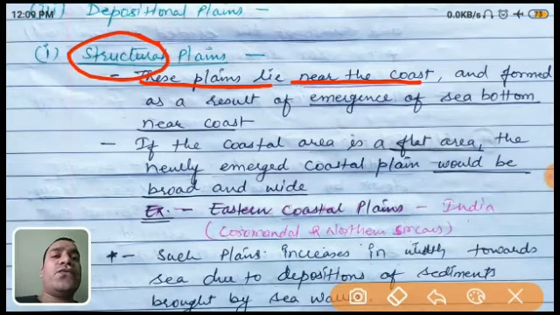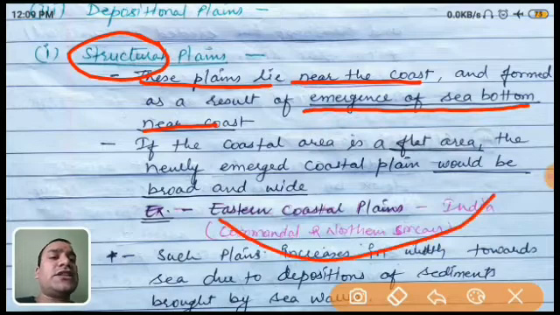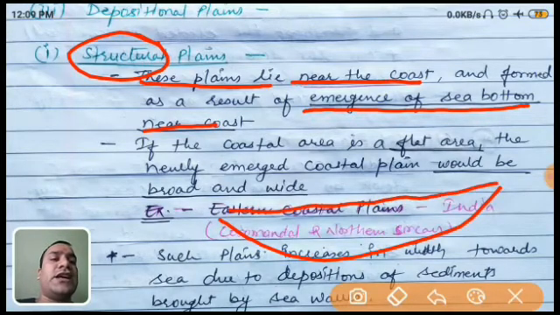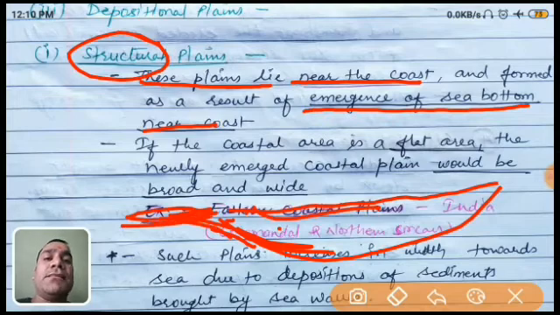And formed as a result of emergence of the sea bottom near the coast. Emergence of the sea bottom means, you have seen this is the sea and this is the bottom. When it emerges, it means it is coming out when the sea level decreases. So what will happen? The plain surface increases. That is the emergence of the sea bottom near the coast.